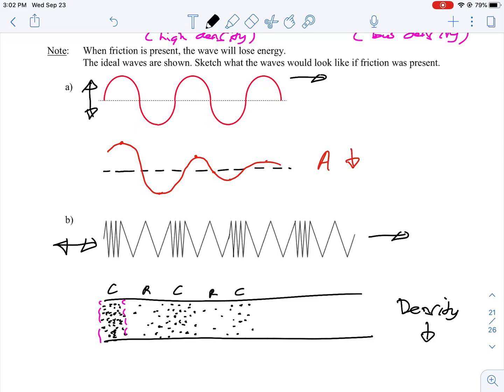Okay, so now we get a feel for transverse waves and longitudinal waves. We're now ready to take on the mathematical side, and that'll be our next lesson. I'll see you there.